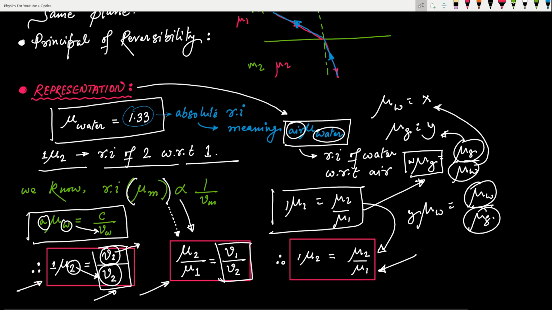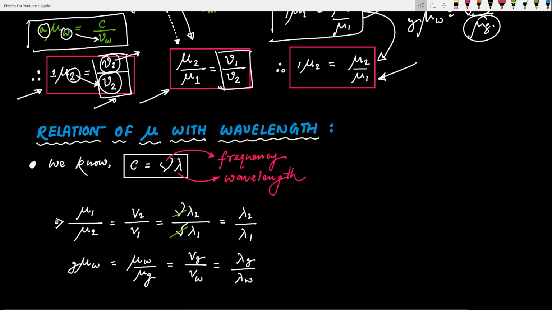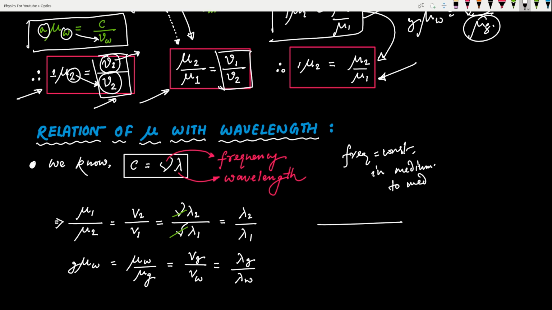Now another part is remaining based on this formula, that is what is the relationship of this refractive index with respect to wavelength. Okay, now let's see that. We know that the velocity of light has a formula, c is equal to frequency multiplied by wavelength, that is nu into lambda. Okay, now one thing you need to understand about frequency is that frequency always remains constant from medium to medium. So let me explain this with a diagram.